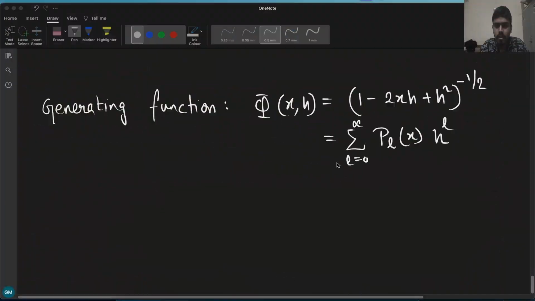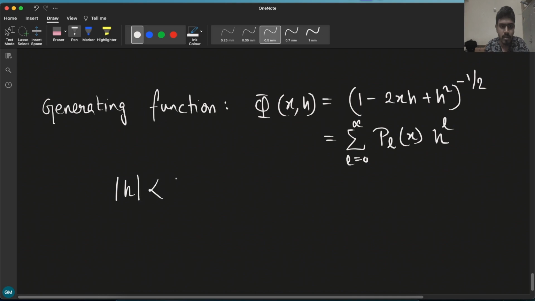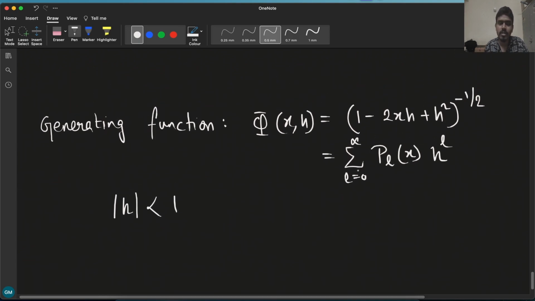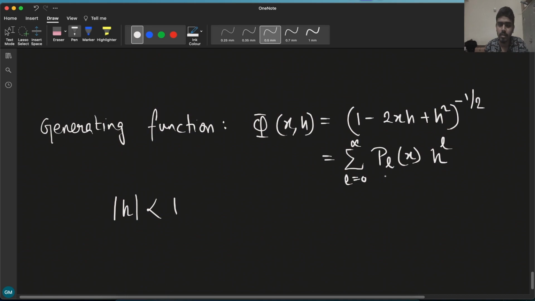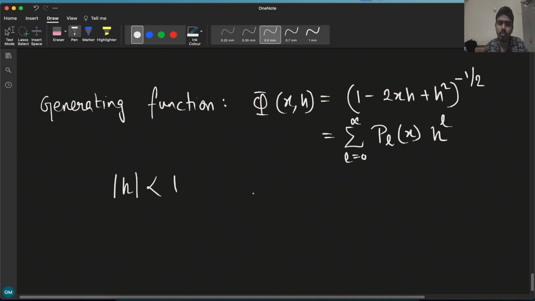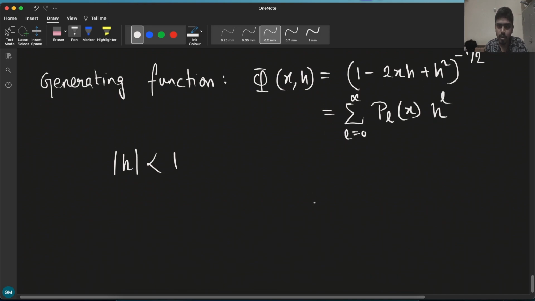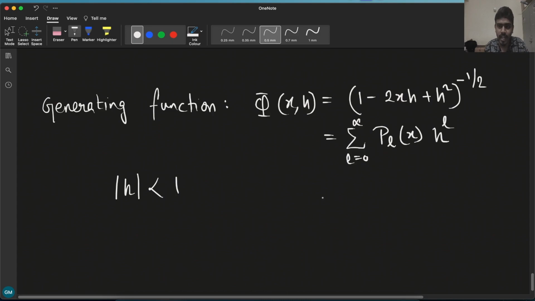One thing I forgot to mention is that while defining the generating function, the mod of h has to be less than 1. Otherwise there will be a problem in the convergence basically. So the function will not be analytic anymore. I will not prove that, but you can check.